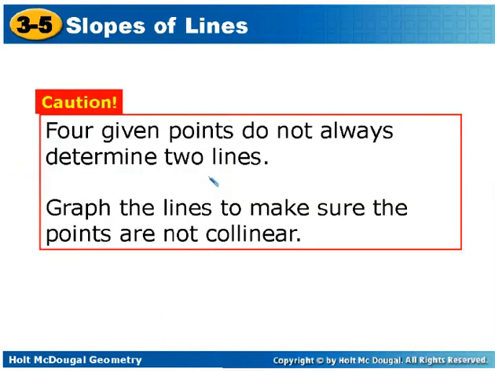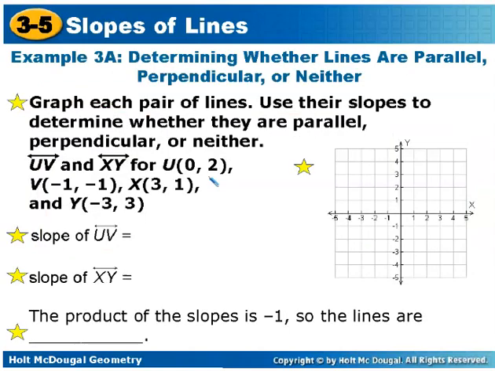Little cautionary note here. Just because you have 4 points doesn't mean that you have two lines. They could be right on top of each other. So make sure you're graphing and drawing. So here's what we have. We have some information about some points, and what we want to know is we want to find their slopes so we can tell whether they're parallel, perpendicular, or neither.